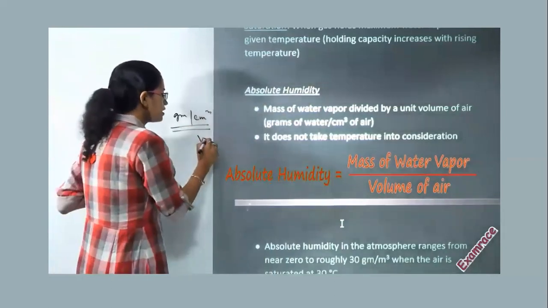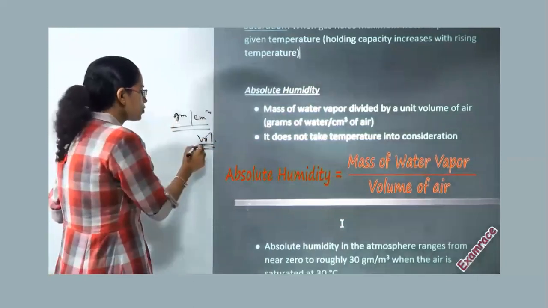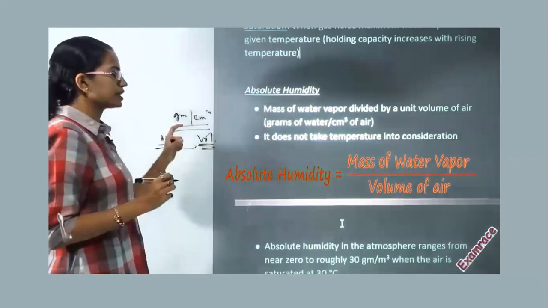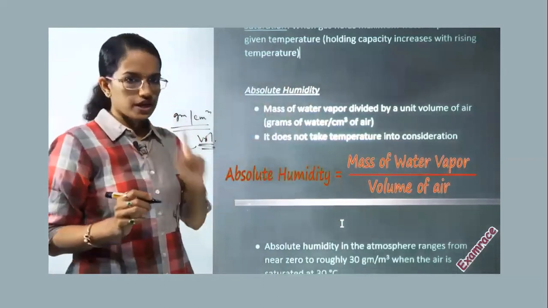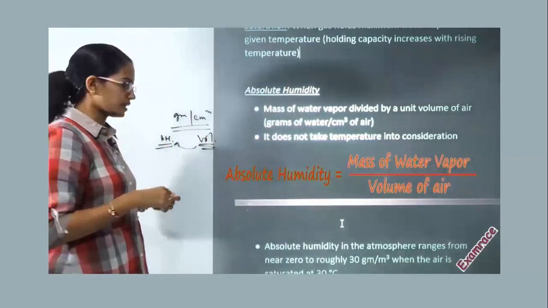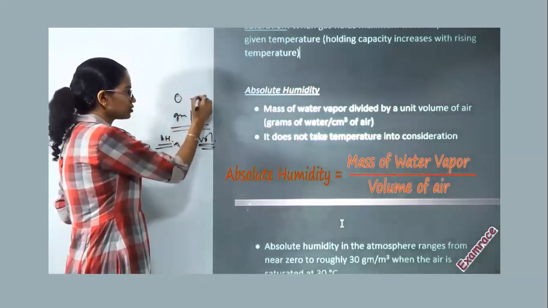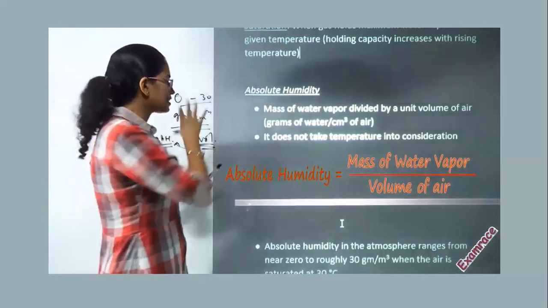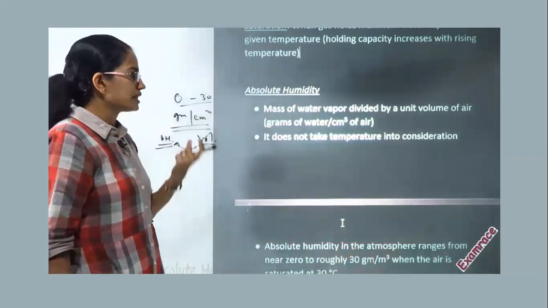That means if the volume of the air parcel changes, it would affect the absolute humidity, and therefore absolute humidity is accounted for by the changes in the volume of the air parcel. However, it does not take into consideration the temperature changes. Now, absolute humidity usually ranges from 0 to around 30 grams per cubic centimeter at a temperature of around 30 degrees Celsius that we consider as a basic temperature.